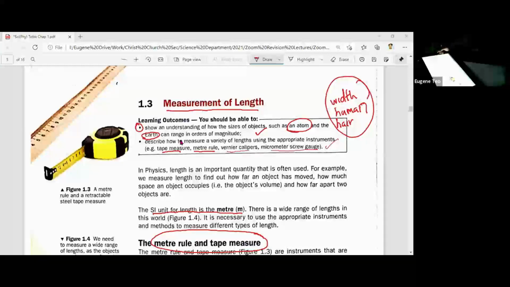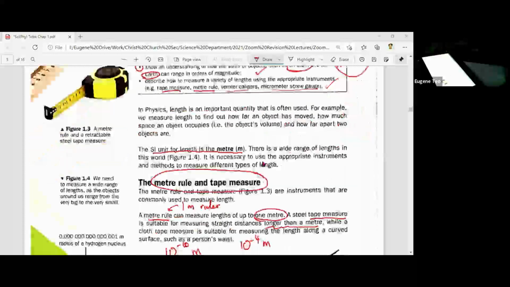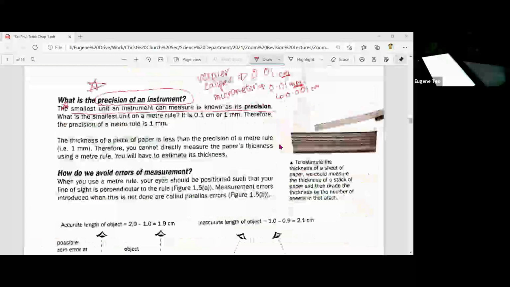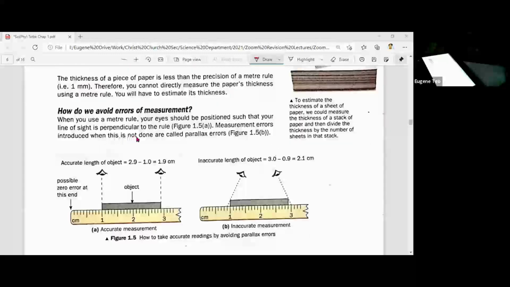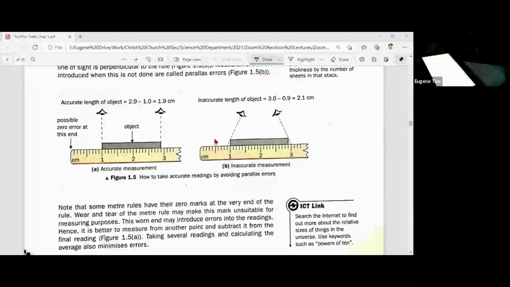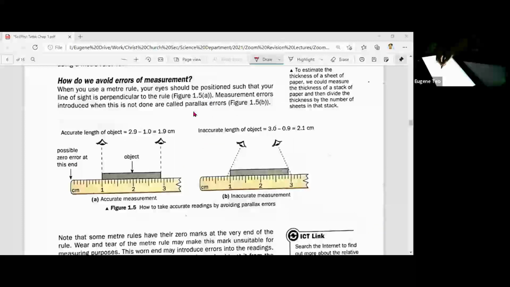Now, if you remember what we have done in your lower sec, there was one portion about avoiding errors. Parallax error typically is covered here. However, I like to say that whenever you need to identify errors, typically we will not say the word parallax error, because parallax error is like a human error. It's like you never see properly. It's your problem.